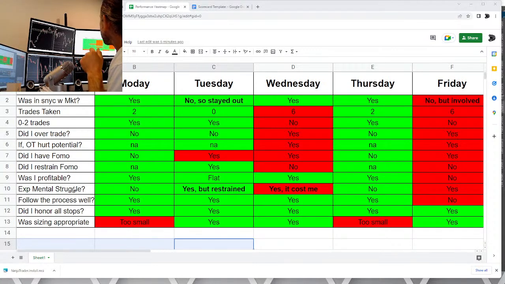Did I experience mental struggle? I did, and it cost me money. Did I follow the process well? I gave myself a yes on this one because eventually, I honored all my stops, and eventually I could read what it was doing. I got in and then increased my size as I finally had a strong conviction. Did I honor all stops? Yes. Was sizing appropriate? Yes. For what I was seeing, it was.